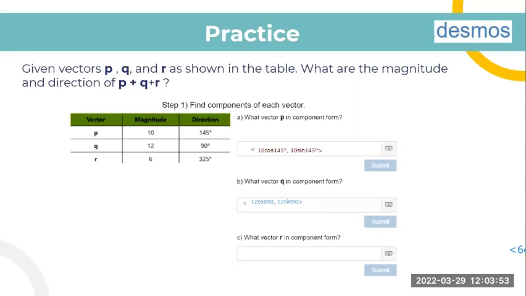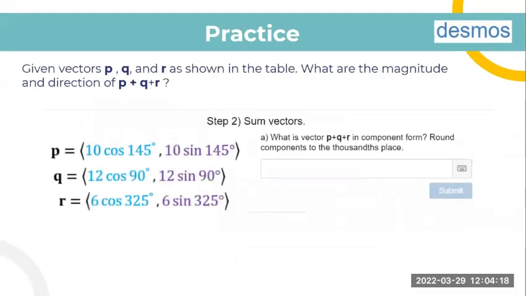And John, I see you wrote it. Are you able to move your answer over so we can see it? Oh, you can't move it over. That's all right. You've got the first number correct. So here are our vectors. P and Q, we already had on the screen. R, just to help John out because he wasn't able to move his answer. 6 cosine of our angle 325. And then of course the Y is 6 sine of our angle 325.